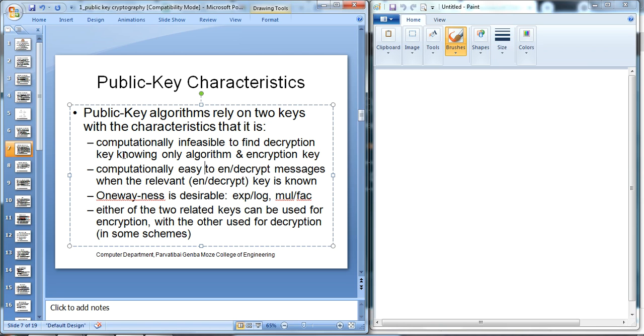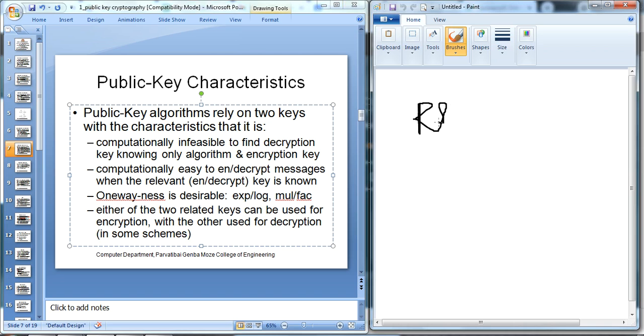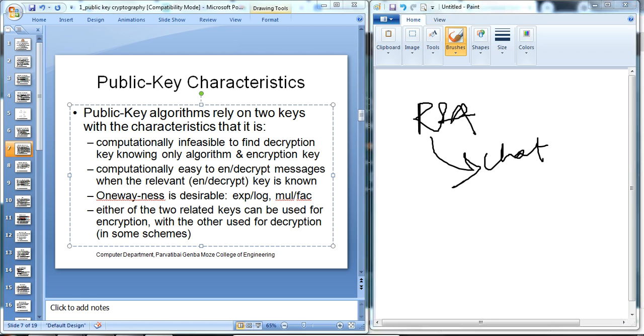We will first learn about one algorithm, for example the RSA algorithm, and then we will learn about its characteristics, which will be more understandable after understanding one algorithm. Thank you.